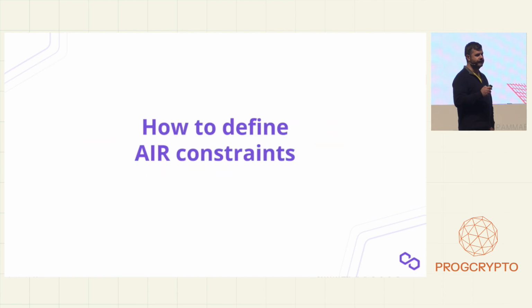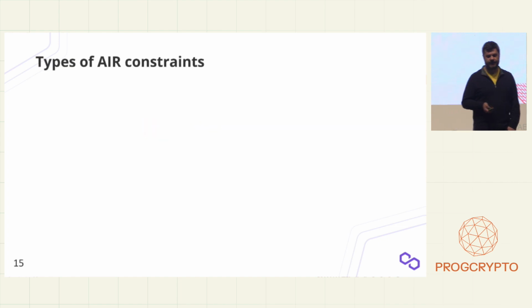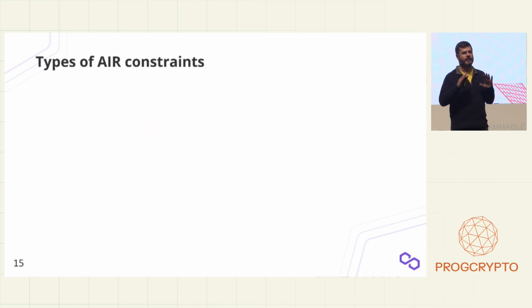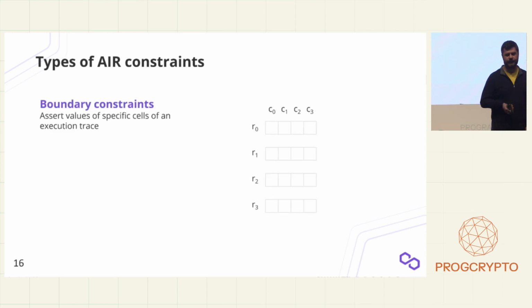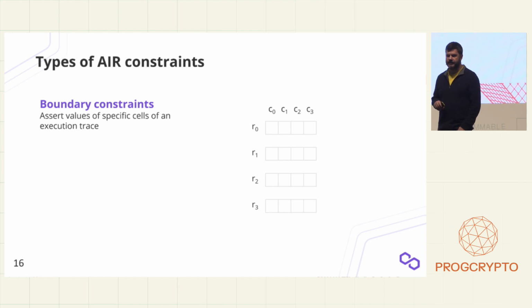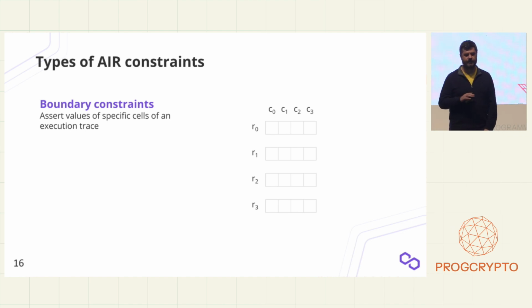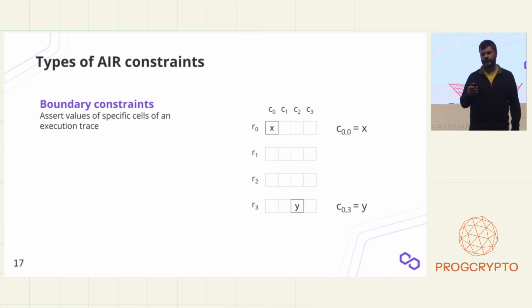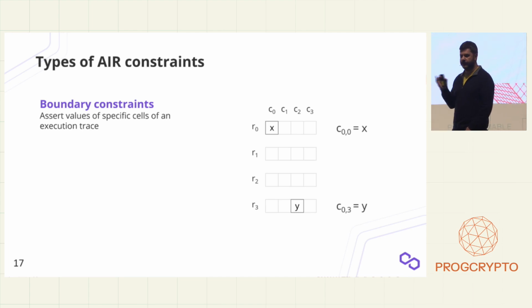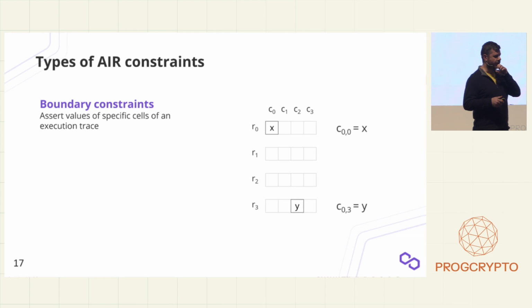So AIR constraints consist of a few things. You can think about them as rational expressions, but it makes sense to break them into different types. So first type is boundary constraints. These boundary constraints basically assert that a specific cell in the trace has specific value. Like in this case, for example, I'm asserting that first cell in the first row has value x, and third cell in the last row of the trace has value y. This is useful frequently for expressing input and output conditions of a computation.